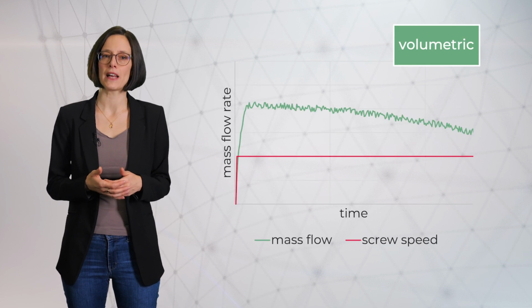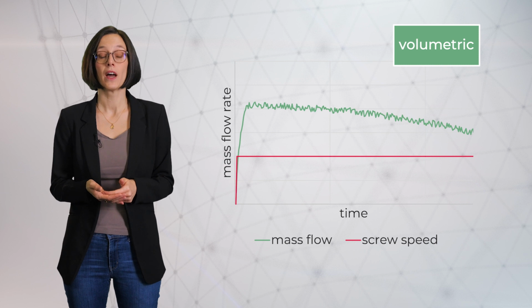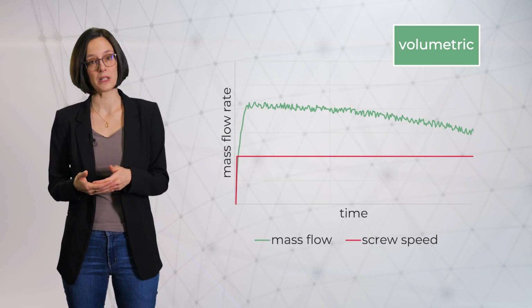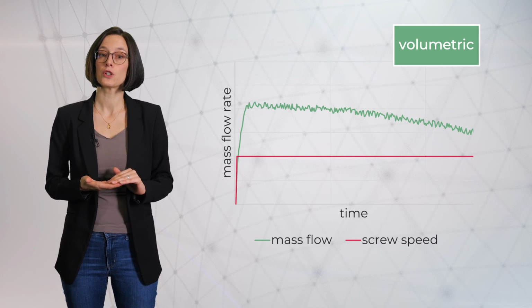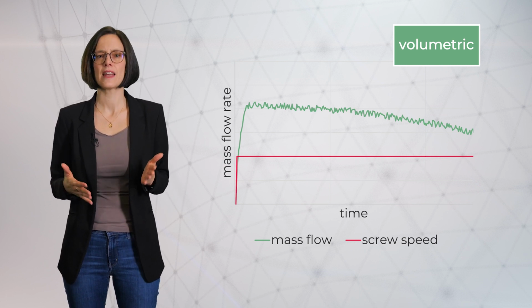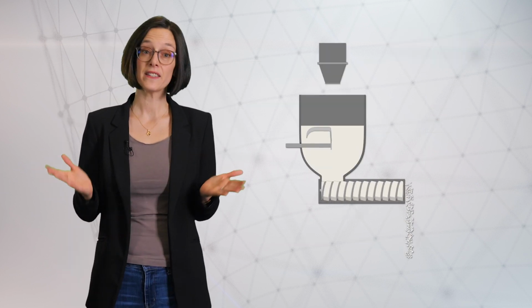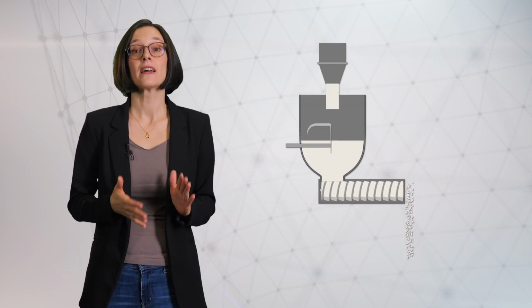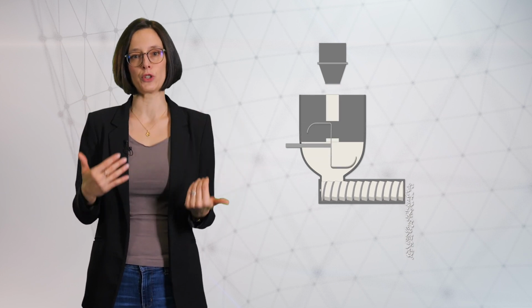Here you see a mass flow rate profile that results from a volumetric operation. The red curve shows the screw speed. As you see, it is always the same. The green curve shows the mass flow rate. It is stable for a while and then it goes down over time. Why is that? If we look back at the feeder operation, we see that the fill level decreases over time.